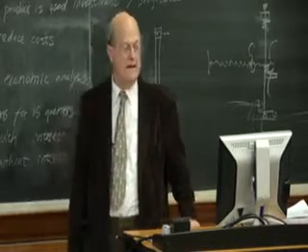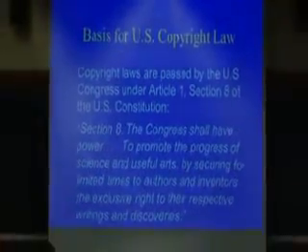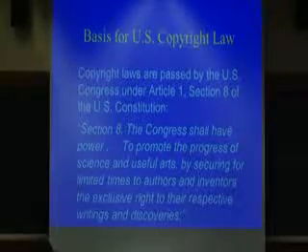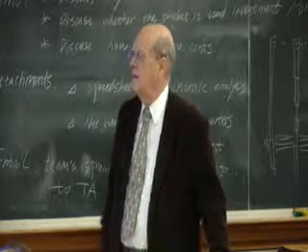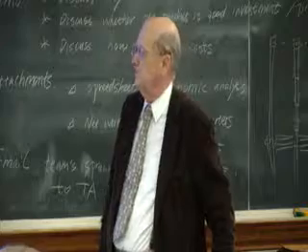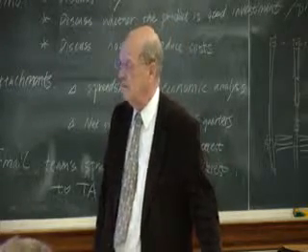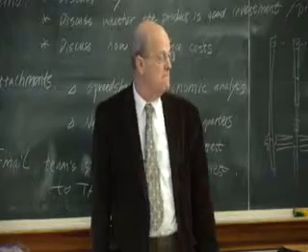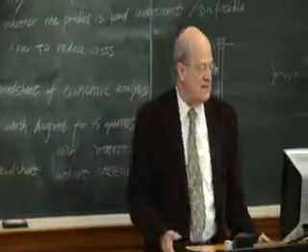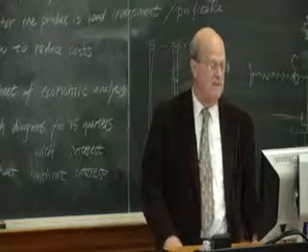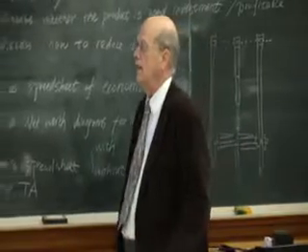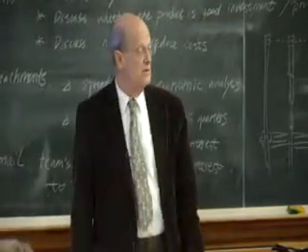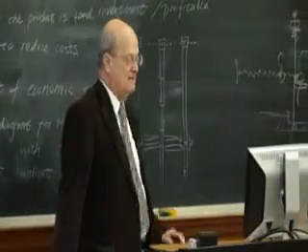Copyright laws are passed by the Congress under Article 1, Section 8 of the United States Constitution. And that provides that Congress shall have the power to promote the progress of science and the useful arts by securing for limited times to authors and inventors the exclusive right to their respective writings and discoveries. So the United States Constitution expressly gives the federal government the power to grant copyrights if they so choose, and to grant patents if they so choose.